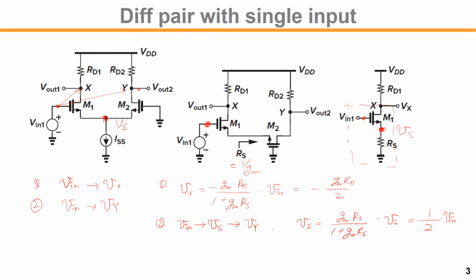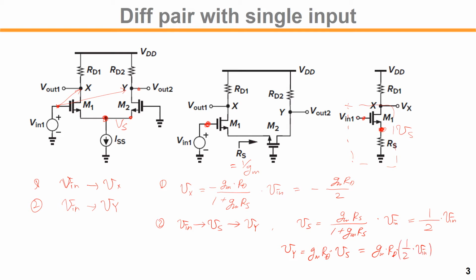So that would be what? The common gate amplifier, right? So Vy would be what? Vs times Gm Rd, right? So finally, Gm Rd times what? Vs would be half Vin, right?